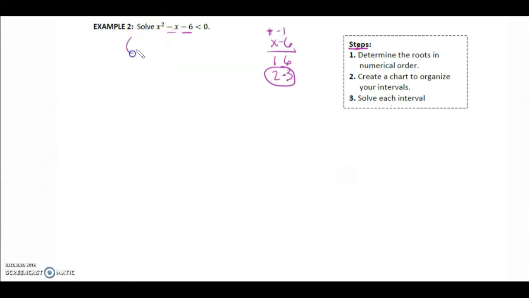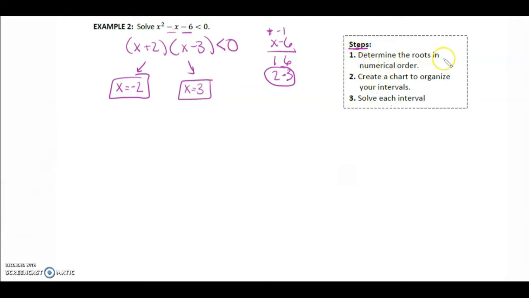Our function factors to x plus 2, x minus 3. So when is this less than 0? We can go ahead and branch these off. We're going to get x equals -2 for the x-intercept and x equals 3 for the other x-intercept. Okay, so we're done number 1.